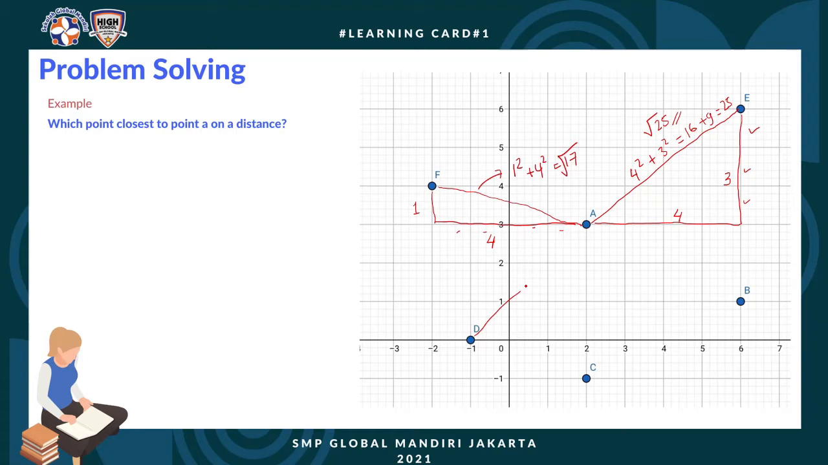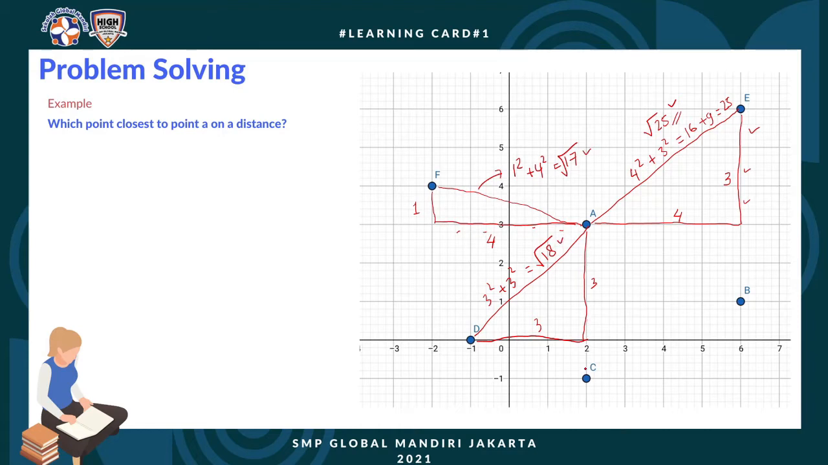What about point A and D? We use the same rules. Calculate the distance of the horizontal and the vertical. So it's 3 and 3, right? And then the distance is 3 squared plus 3 squared, equal to 9 plus 9 is 18, the square root of 18. Nah, di sini kita lihat ya, yang mana yang paling jauh sejauh ini, yang square root of 25, and then square root of 18 and square root of 17, right?